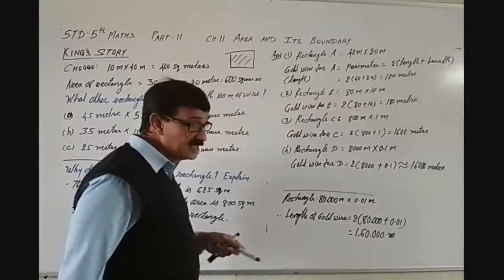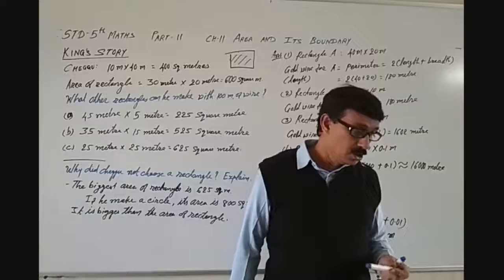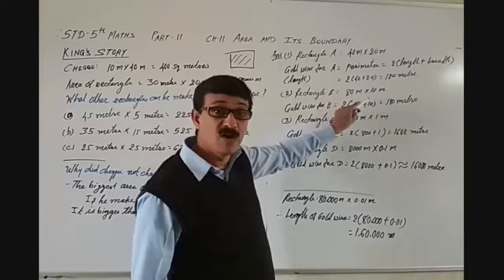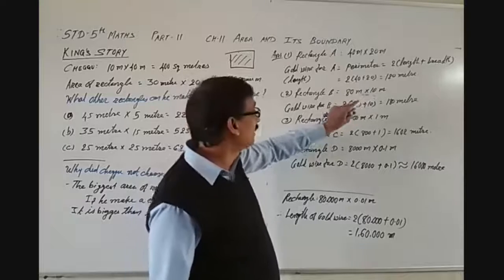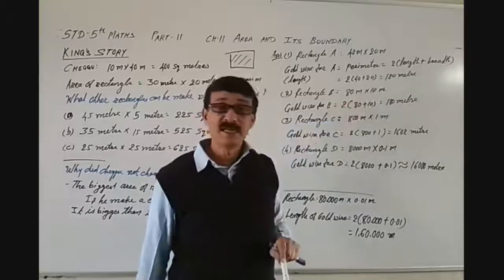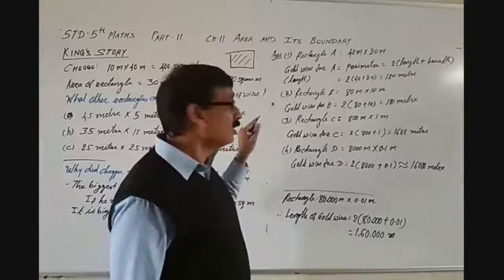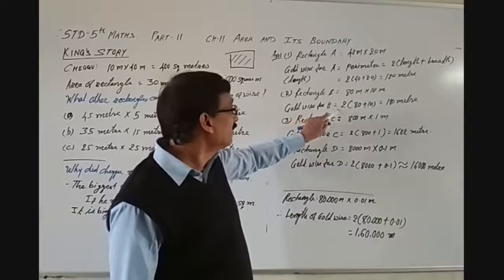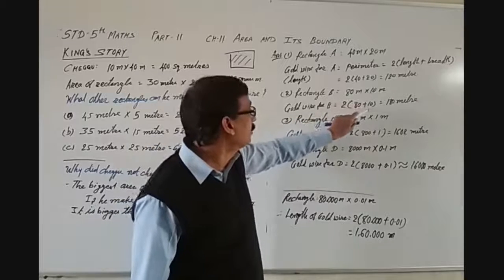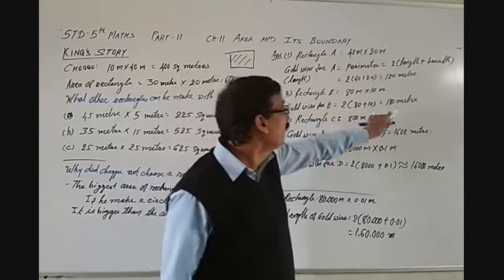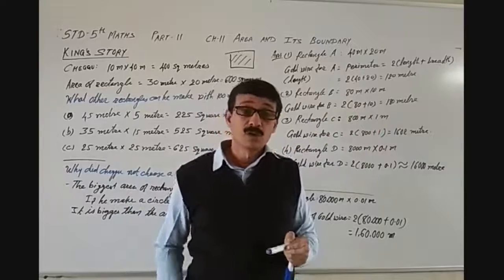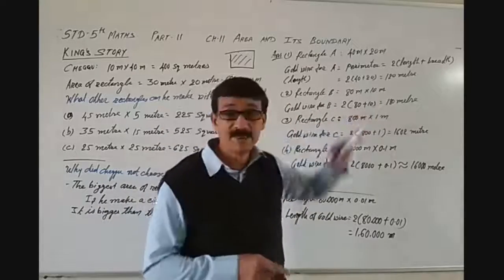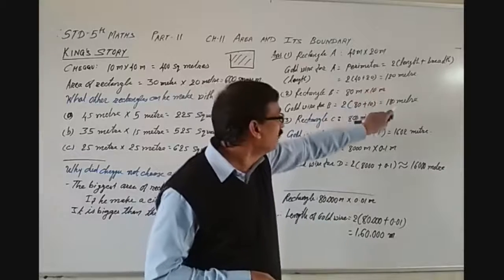Then you can see rectangle B, which is 80 meter by 10 meter. The length and breadth of that rectangle are 80 meter by 10 meter. So the length of the gold wire required for rectangle B is equal to 2 into bracket 80 plus 10, 90. 2 nineties are 180 meter. So the length of the gold wire for rectangle B is 180 meter. See, this is more than 120.